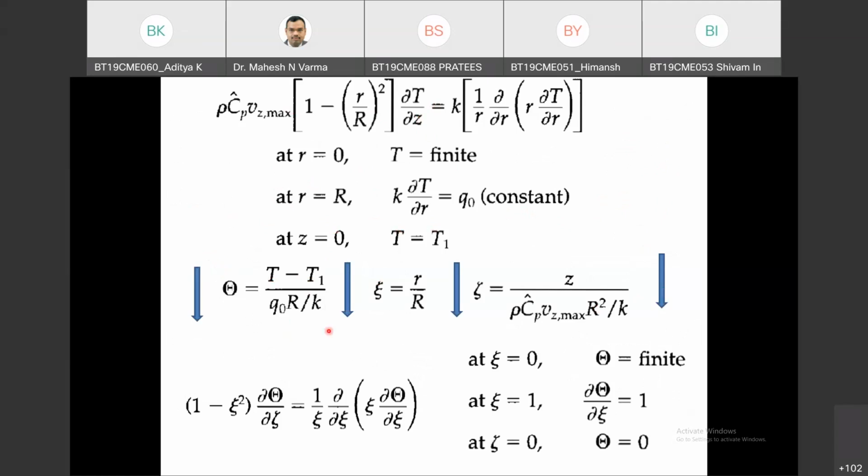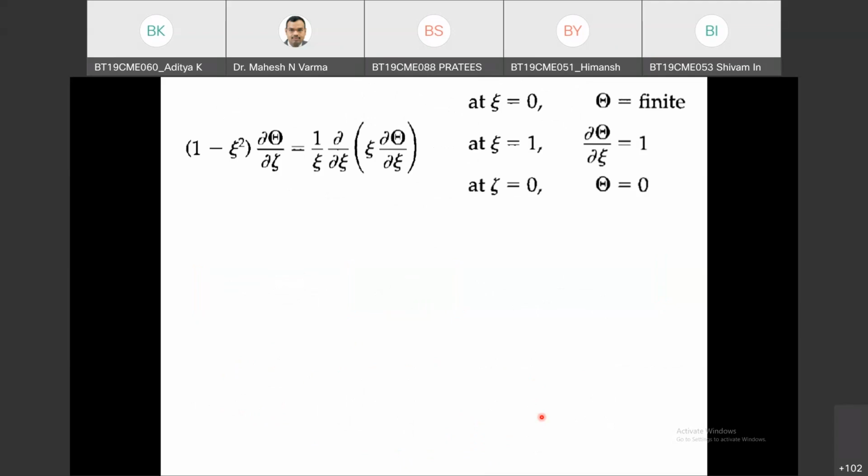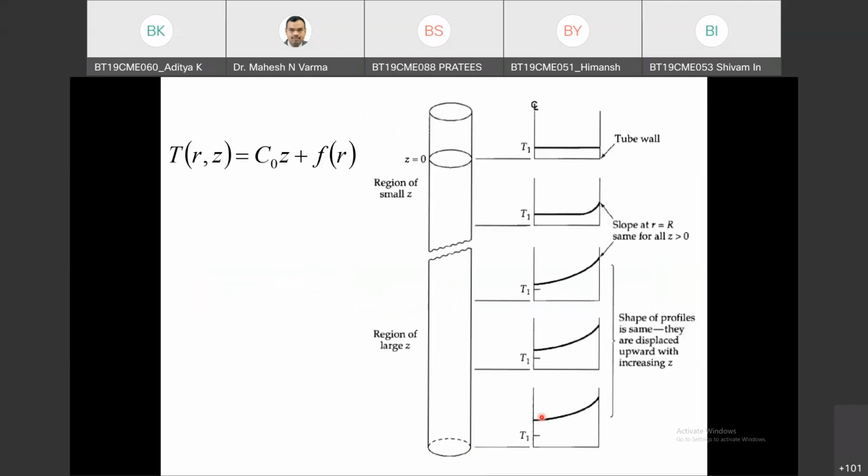Using this dimensionless temperature, dimensionless radius, and dimensionless zeta, we got this equation. Now this equation can be solved very easily actually. Only the thing is, now as we got the temperature profile for T, similarly we need to assume the temperature profile with respect to theta.